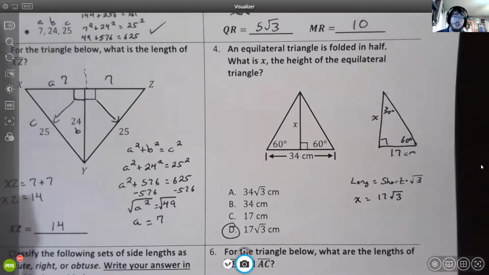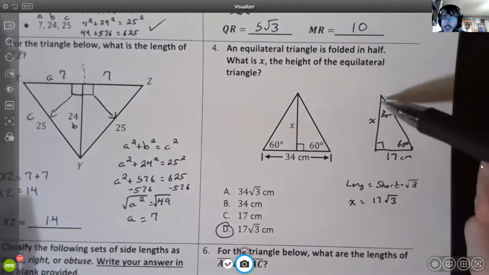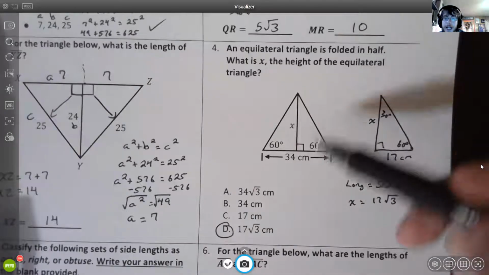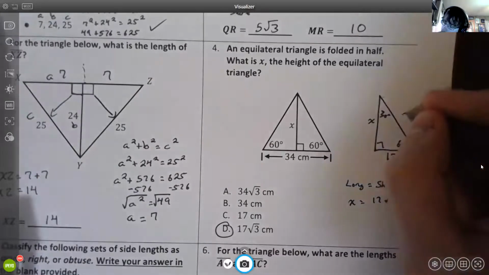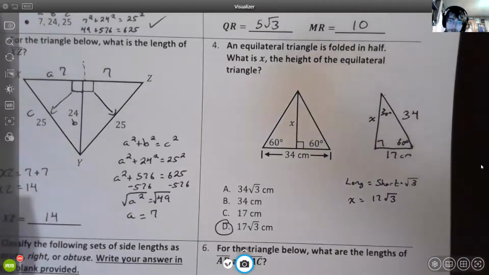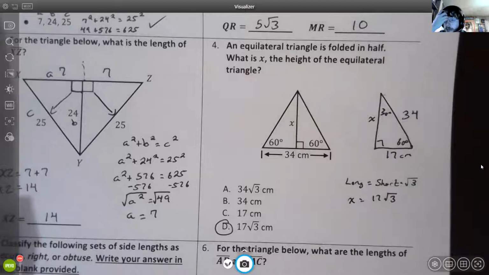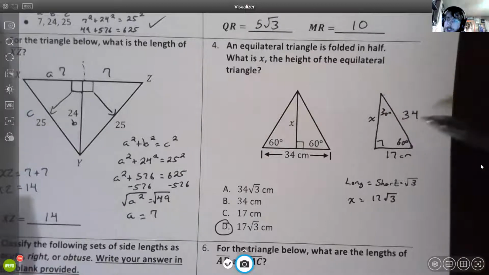The other way you could do this, since you knew this was an equilateral triangle that was folded in half, and this side was 34, this side would also be 34 because it's an equilateral triangle. All the sides are the same. So now you have two sides of the triangle and then x, so you could just use the Pythagorean theorem.